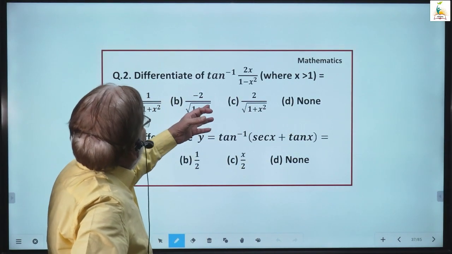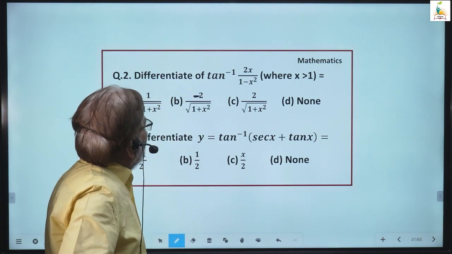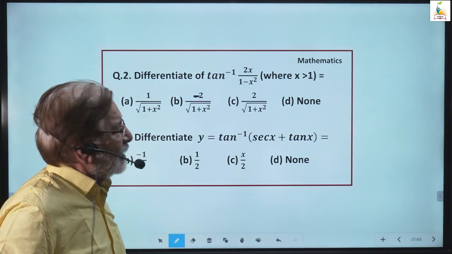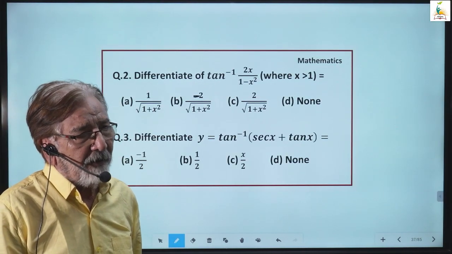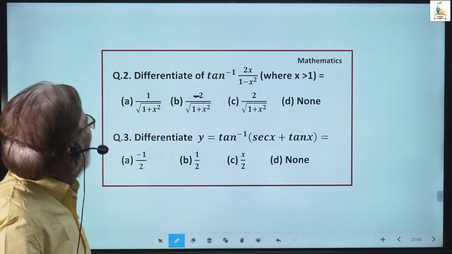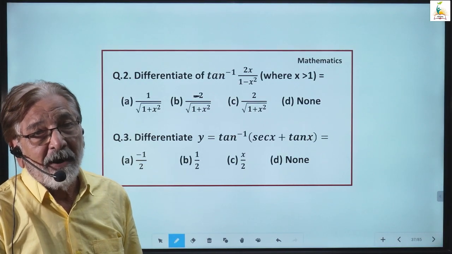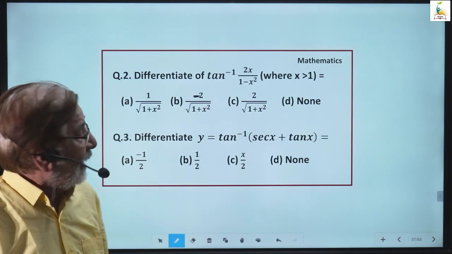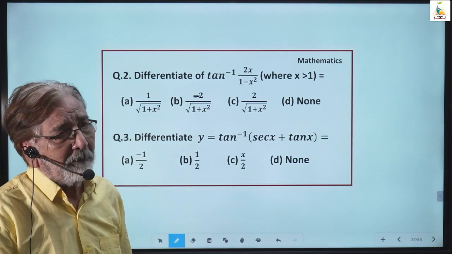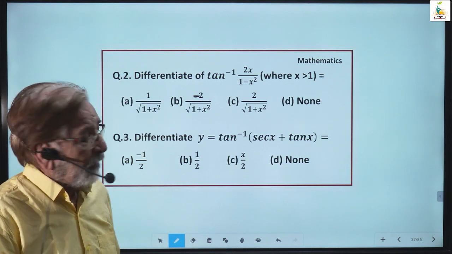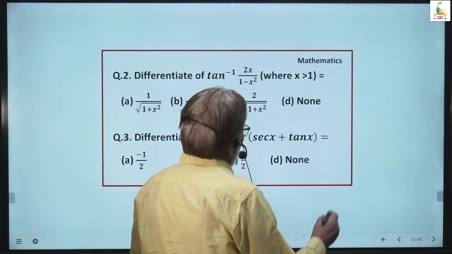This question has been asked in an examination. It says y equal to tan inverse of 2x upon 1 minus x square, and x is greater than 1. So when x is greater than 1, 1 minus x square shall be negative. 3 or 4 years back, this question was asked in the second grade examination.